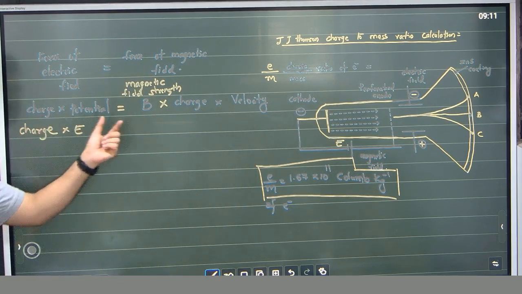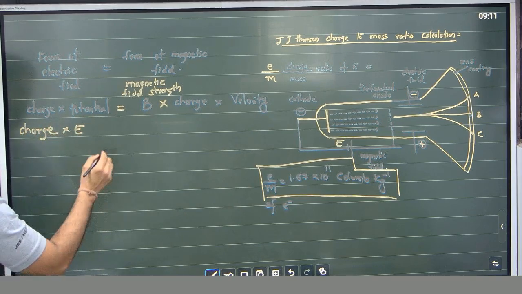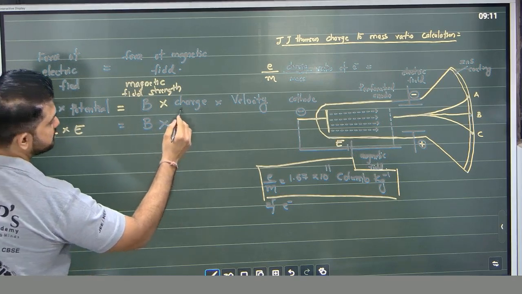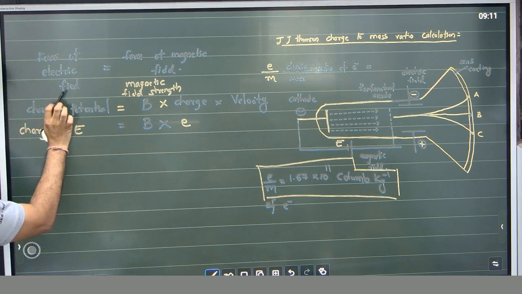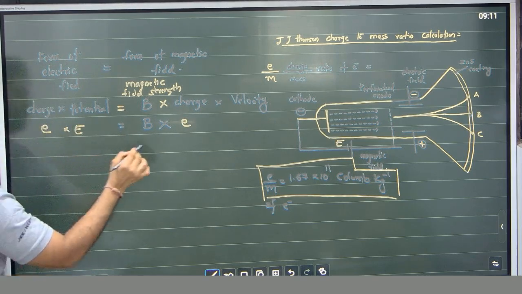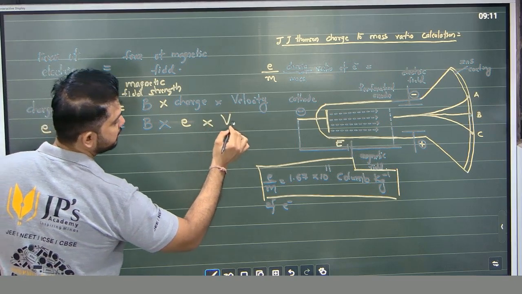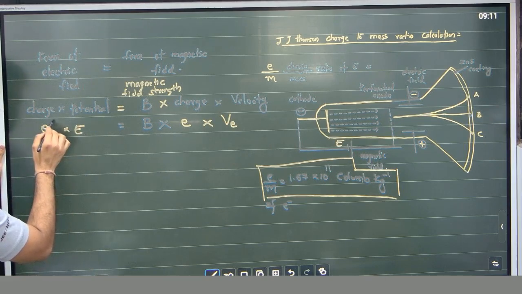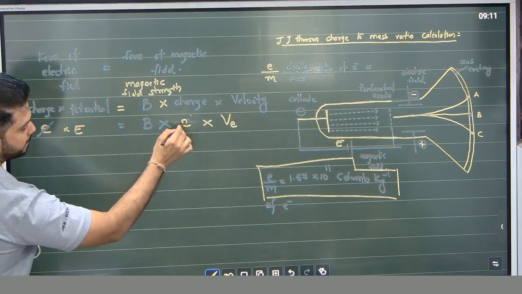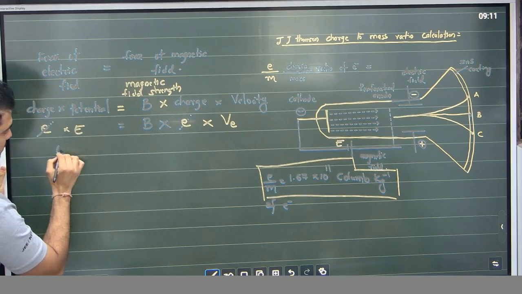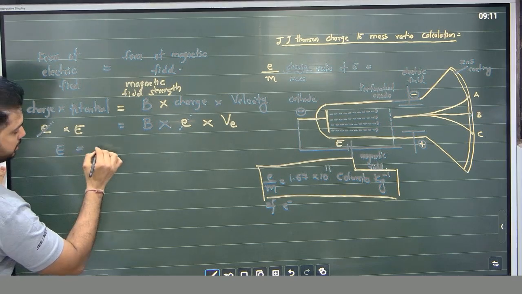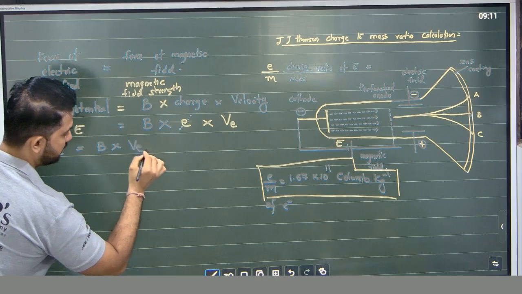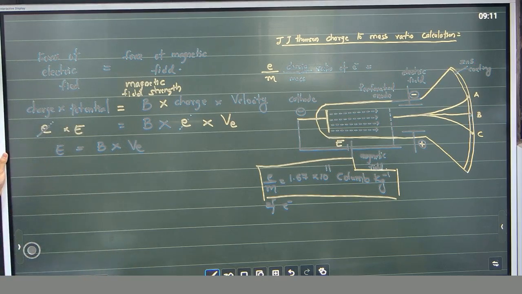Now, कुछ common दिख रहा है on the left and right? तो ऐसे भी लिख सकते हैं, B into charge on the electron is E. ये charge होता है छोटू, E into, you can write velocity of the electron. So do you see charge and charge on both sides? क्या कर सकते हैं उसको? So what do you get here? Potential E is equal to B into velocity of the electron.